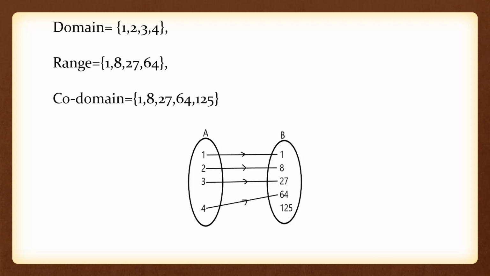And codomain. Codomain is a new name which we will study in functions also. Codomain is nothing but all the elements of the second set, set B. So here 125 is not related to any element, still it is a part of codomain. Why? Because 125 is also one of the elements of set B.